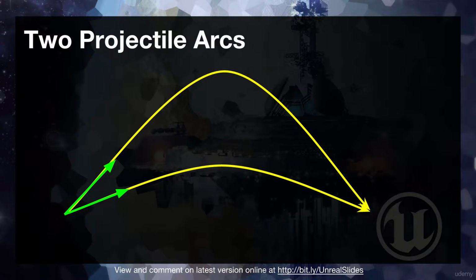You either go via the high arc or the low arc, and that'll come up in our method as an option as to which we choose. We're going to choose the low arc. The reason it's quicker. The projectile will get there much quicker along the low arc.